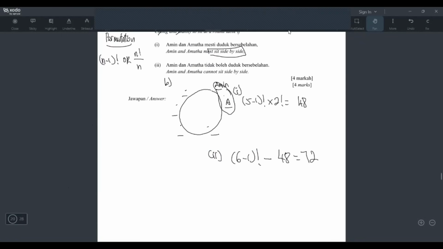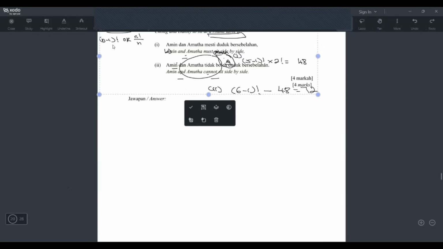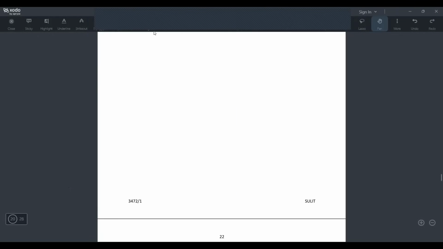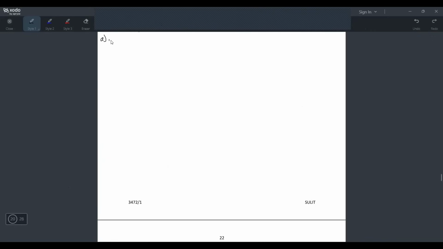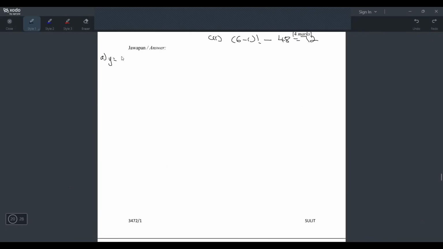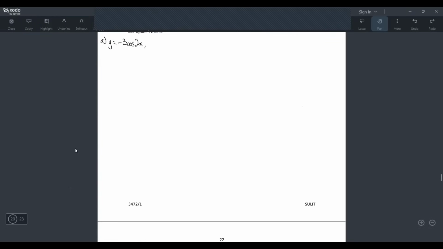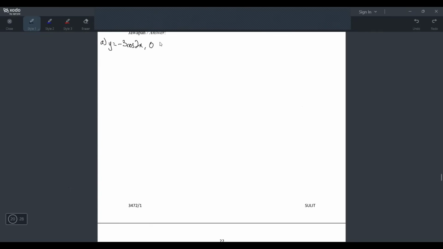Okay, let's make this smaller. This one is useless already, I'll just use this space. So the question for A is y equals negative 3 cos 2x. And they want me to sketch from 0 to 3 over 2 pi. So we have to be careful: 0 until 3 over 2 pi.